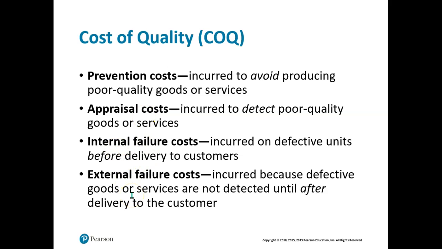The next slide has a bunch of examples of this. Make sure that you have a handle on it, okay? Prevention are costs incurred to avoid poor quality goods. Appraisal is to try to find them. That would be inspection. Internal failure are incurred in defective units before they get out. External failure is the really bad one. That's when we've got a bad product that goes out to a customer and then comes back. Okay, so the cost here is much higher than what we think it might be.